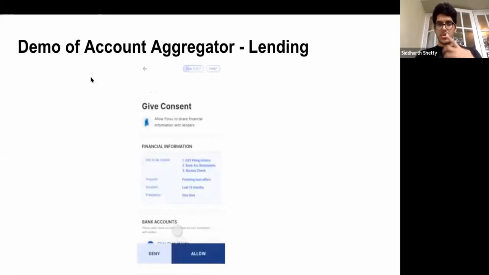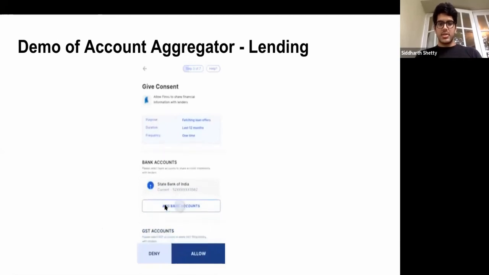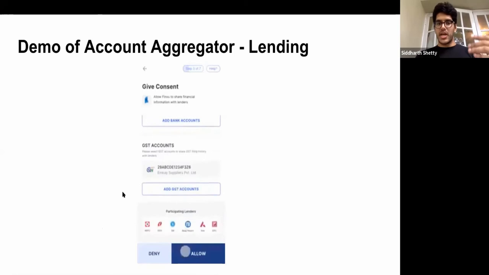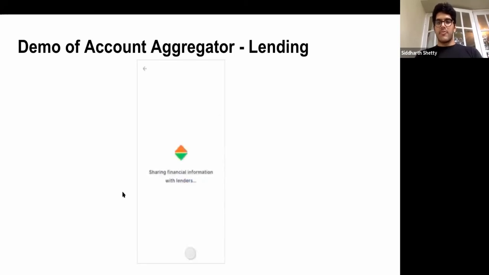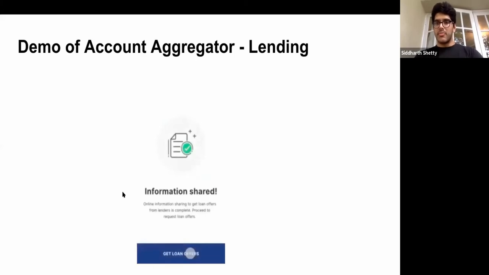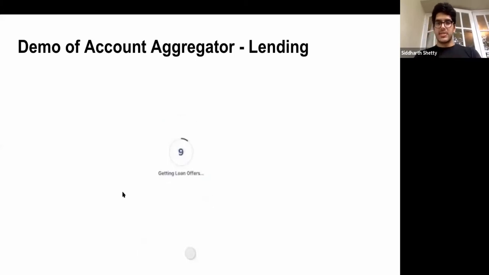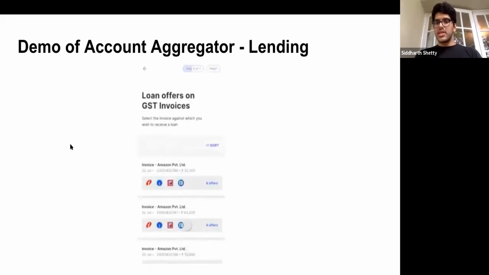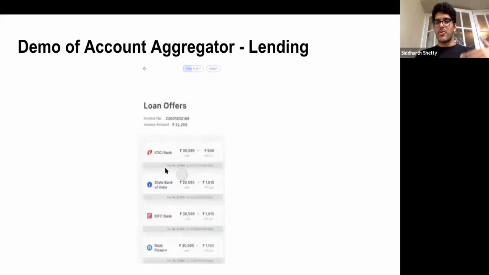Now that he's linked his two accounts, he authorizes consent, and as you can see, it lays out what data is being shared for what purpose and what time period, and that's being shared with the lenders in real time, who have less than 10 seconds to return back with a loan offer. So these are a range of loan offers that he has now received against every loan.